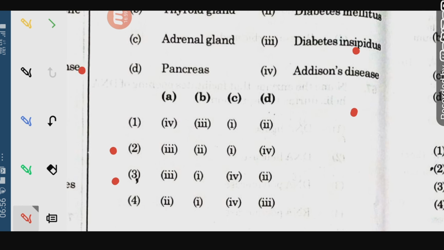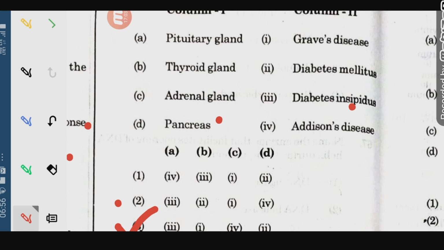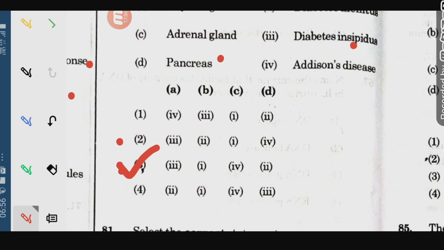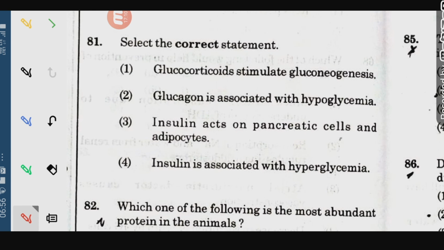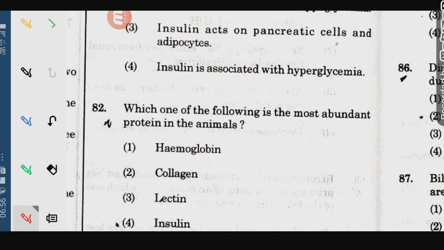Then select the correct statement. Glucocorticoids stimulate gluconeogenesis is the correct answer. Next, which of the following is the most abundant protein in animals? It would be collagen. Experimental verification of the chromosomal theory of inheritance was done by Morgan.